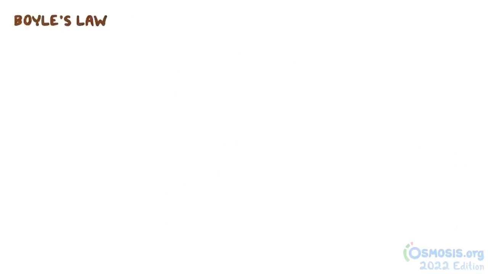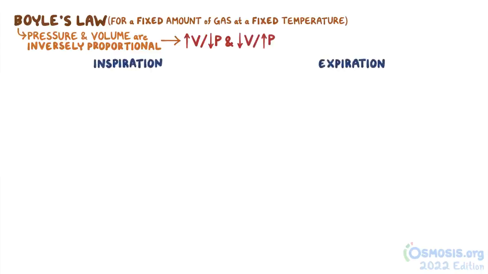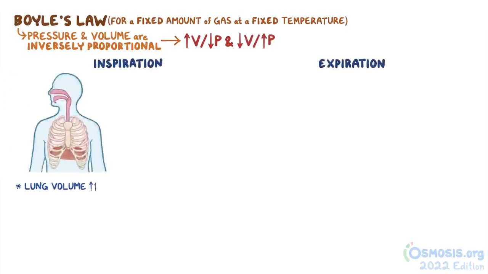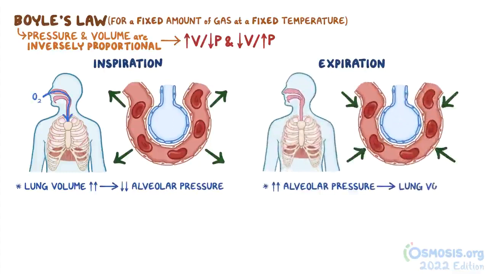Actually, this law interconnects with Boyle's law during the breathing cycle and gas exchange. Boyle's law states that for a fixed amount of a gas kept at a fixed temperature, pressure and volume are inversely proportional. Basically, if volume increases, then pressure decreases, and the other way around. This law has applicability in the respiratory system during inspiration and expiration. In inspiration, lung volume increases, which decreases alveolar pressure, creating a negative pressure gradient that allows oxygen to flow into the lungs. In expiration, the alveolar pressure increases and lung volume decreases, making the air exit the lungs.